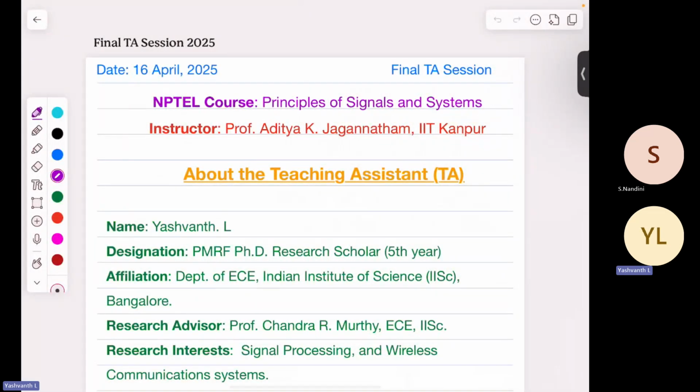Okay. So I welcome you to the last and final TA session in this course, Principles of Signals and Systems, offered by Professor Aditya Jagannathan from IIT Kanpur. And this is really the final TA session, where the main aim is to go over the entire course from a bird's eye viewpoint, and we'll also be solving some questions from all the topics that we have seen in the last 12 weeks, specifically focusing on questions from previous year GATE examinations.